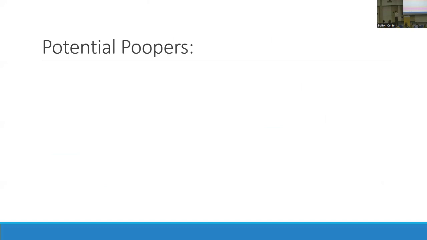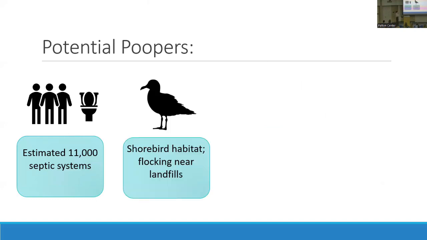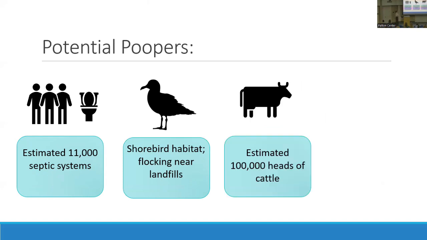So we look at the land use around there, we look at the habitat, and we think, who could be pooping? Well, it could be people. There's an estimated 11,000 septic systems, some of which are getting older in that watershed. It could be shorebirds. There's lots of birds flying around. People go there for birding. It's beautiful. But there are also some landfills, and birds like to eat trash.